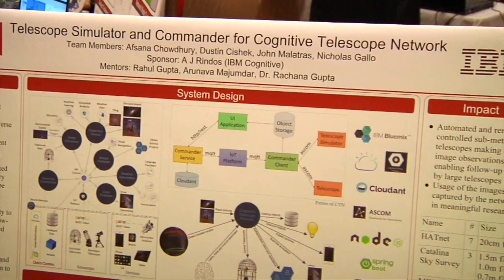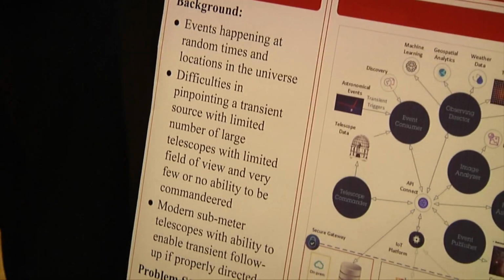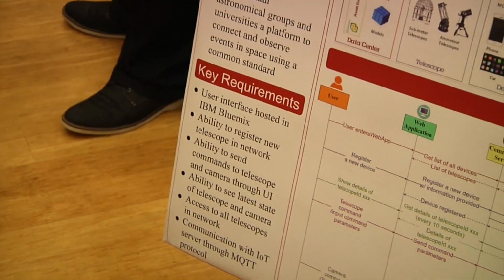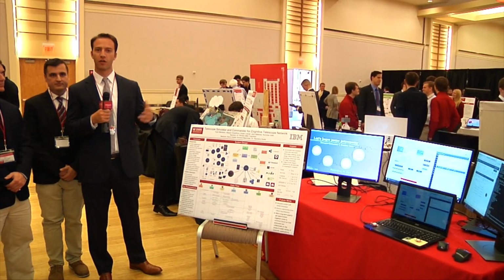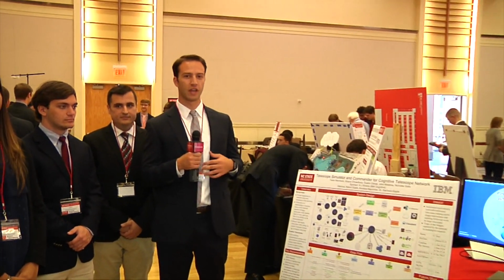So the Cognitive Telescope Network is essentially a mission by IBM to build a network of amateur and college telescopes that will be able to capture transient events happening throughout the universe. Right now, events are going on, comets passing by, that no one is really looking for, so we can't find information about them. So the goal is to have telescopes that are watching, they can see something happen, and then direct other telescopes to look and gather data about it.